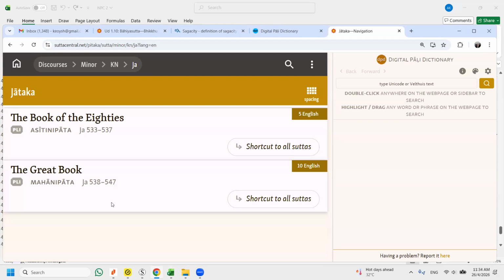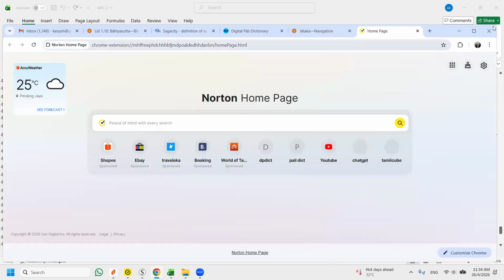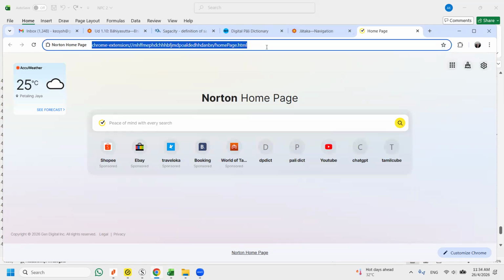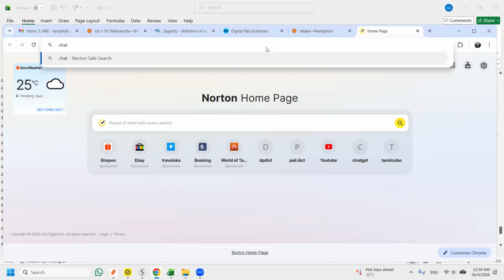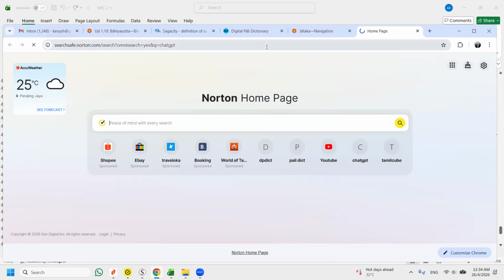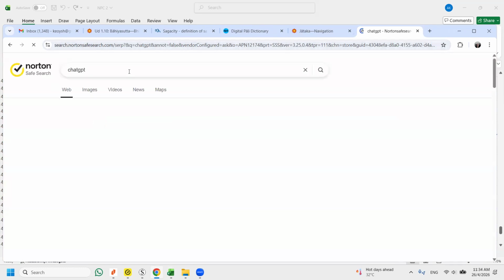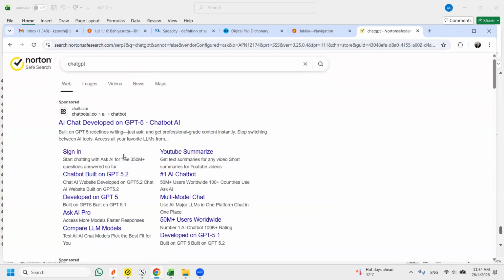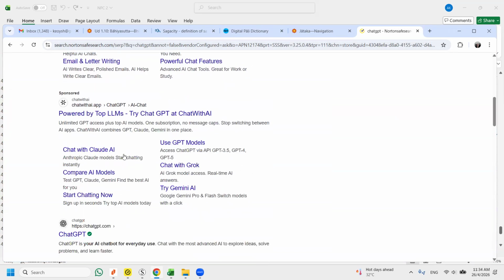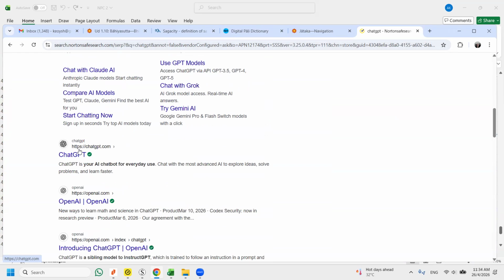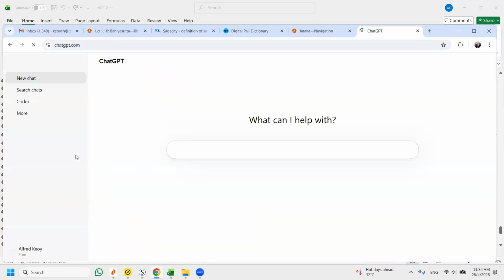So what you can do, you try again. You do a Google search. If you want to be fast, you need to do what? ChatGPT. So you do a ChatGPT. Use this one, this one, HTTPS ChatGPT. Okay, you use this.